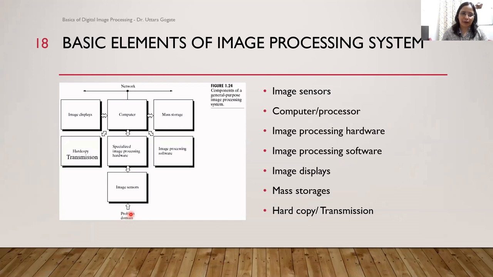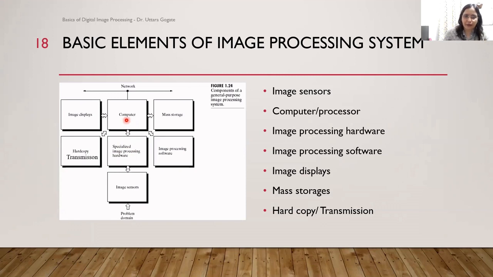In the problem domain, we have to capture a certain image. So we are using image sensors, capturing the image with the help of the sensors, and then using the specialized image processing hardware, like our imaging system or the camera, we are converting this image into the digital format because we want to store it on the computer. So what is the purpose of this? The specialized image processing hardware converts the continuous image into the digital format.